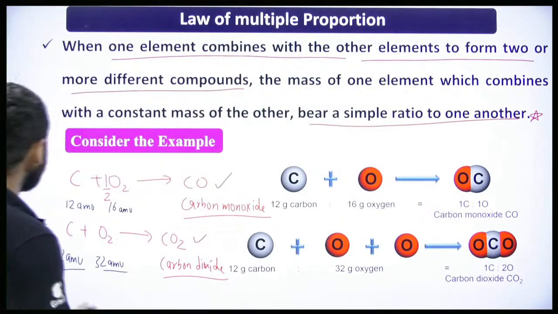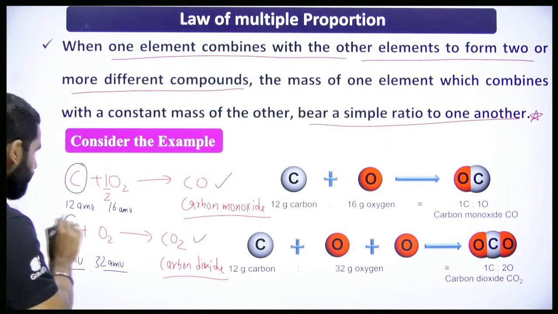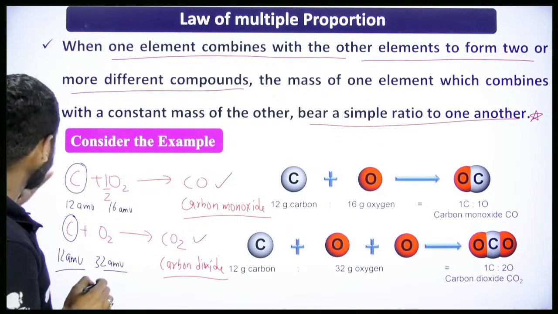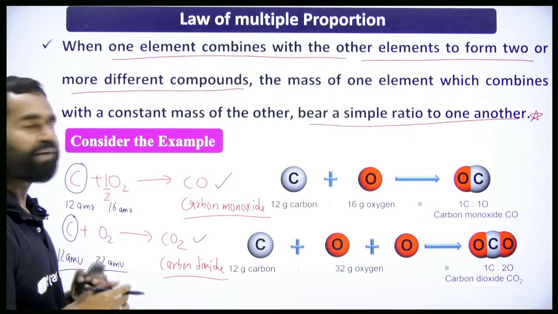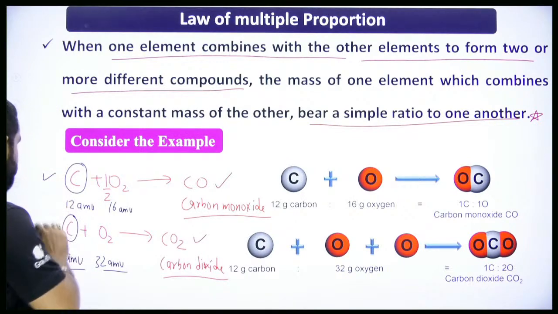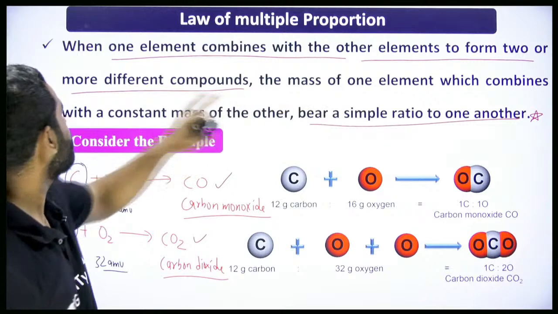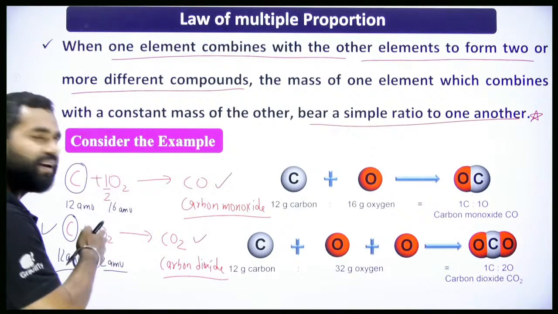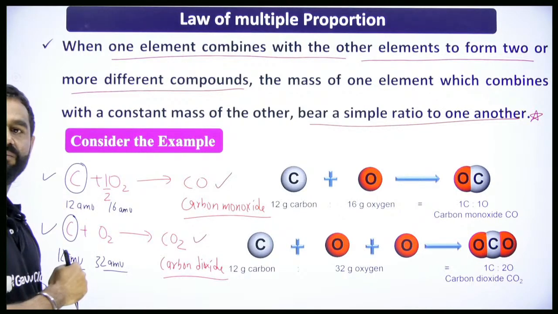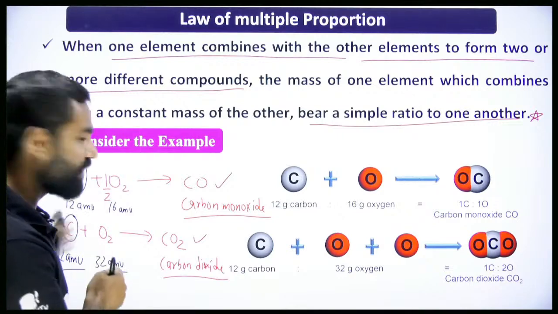So let's say we take the constant mass of carbon. Here in the first reaction, the carbon has 12 AMU. Here in the second reaction also, carbon has 12 AMU. That means carbon has constant mass. So oxygen is combining with the constant mass of carbon in this reaction.